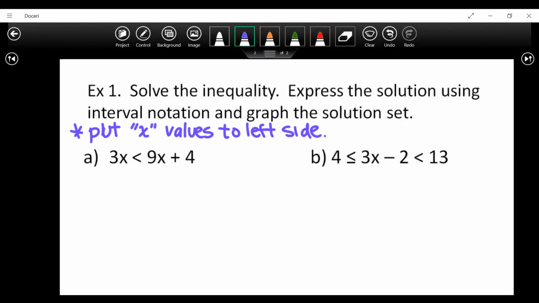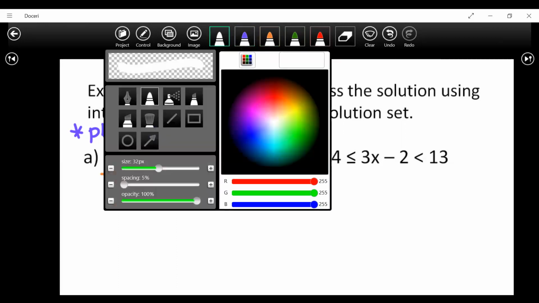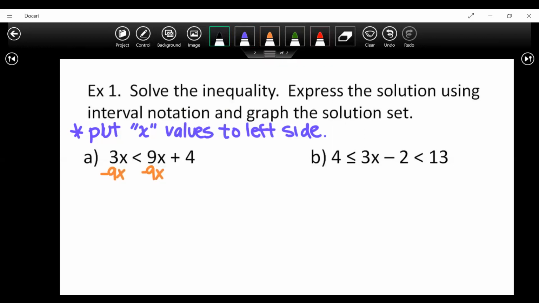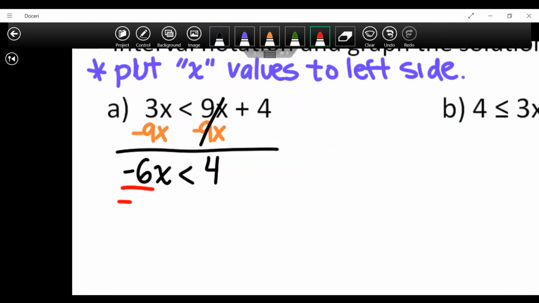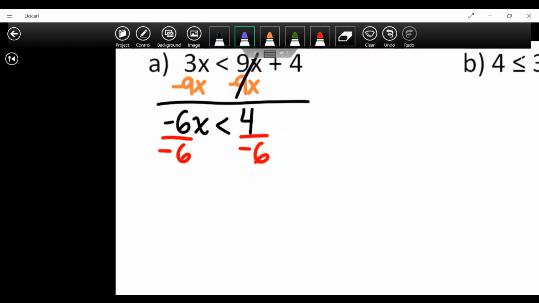Solving out for A, I'm going to bring all my x's to one side. So I'm going to subtract 9x from both sides. We're solving these just as we would any other equation, so these are not any different. We get negative 6x is less than 4. And then to solve this, what should I do? Divide by negative 6. Since I'm dividing by a negative, what happens to my sign? It flips. So my final solution will be x is greater than negative 2/3.